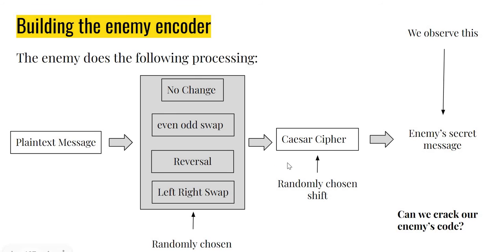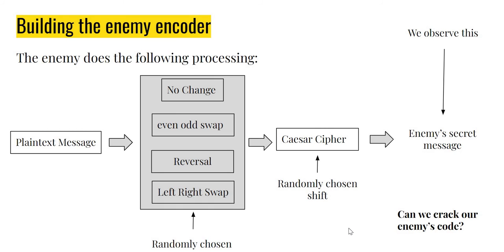Next, this message goes through a Caesar shift. So it could go through any of these paths, but it goes through a Caesar shift. And again, the shift is chosen randomly, and we get to observe the message at this point in time. The question is, can we break the enemy's code? In fact, the answer is yes.